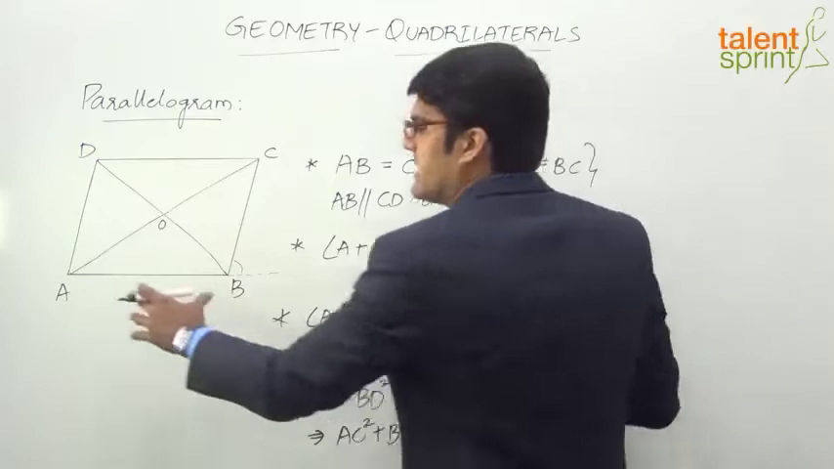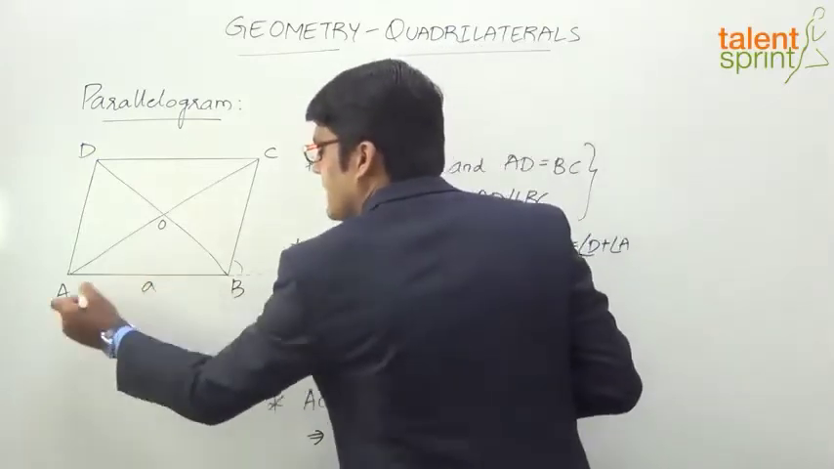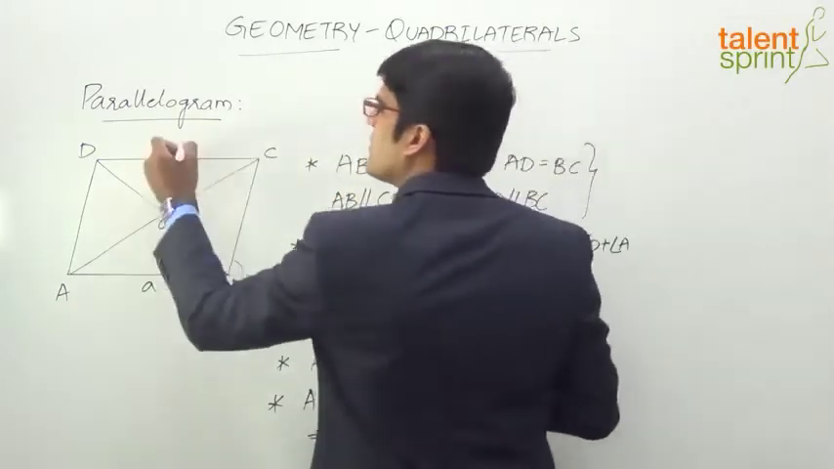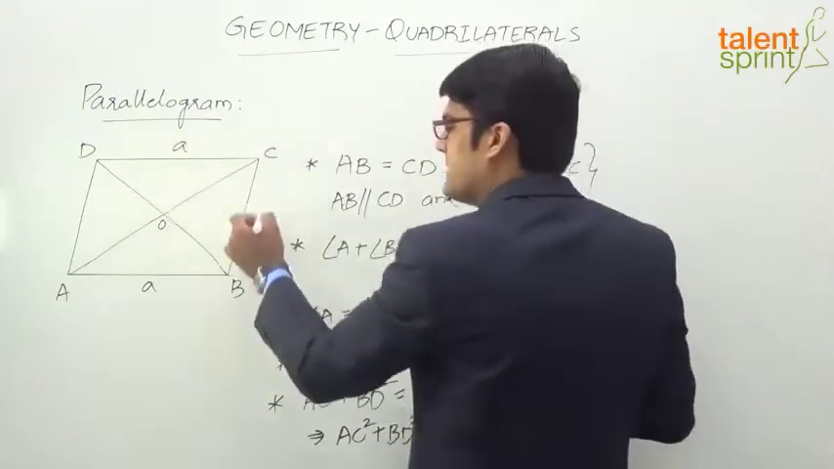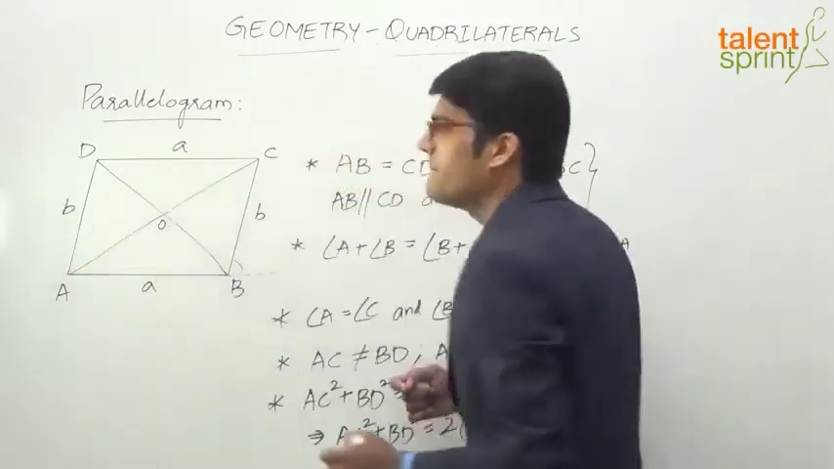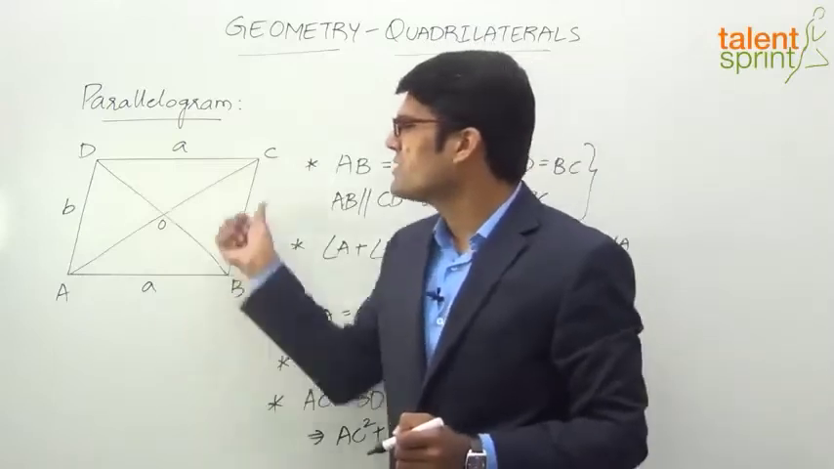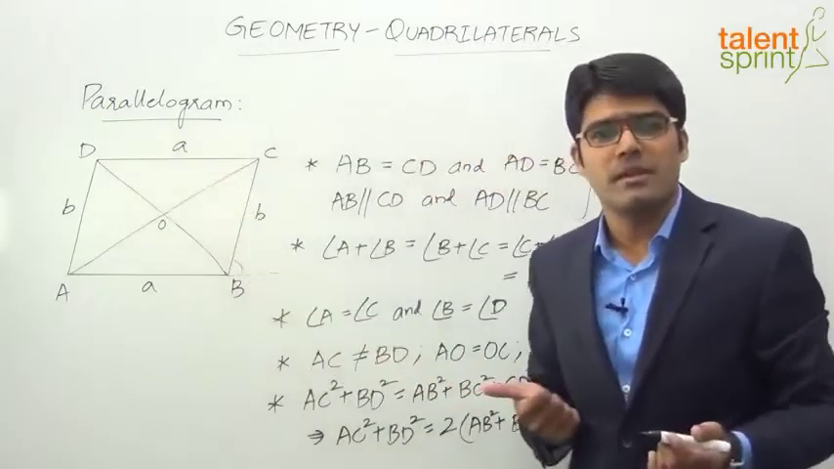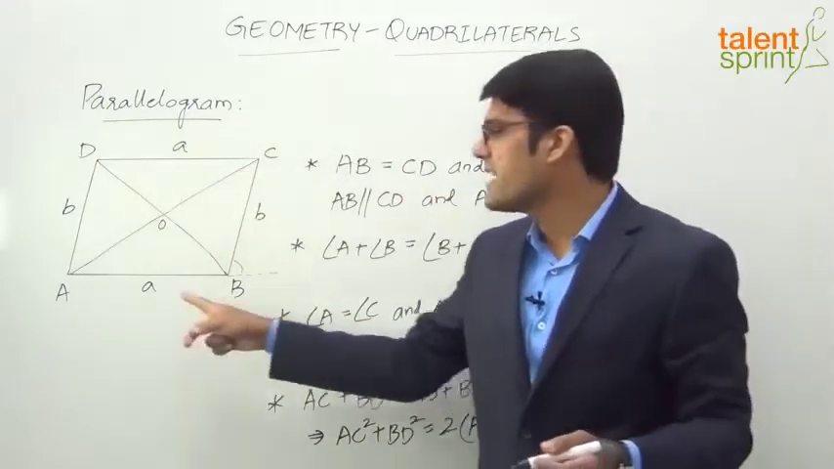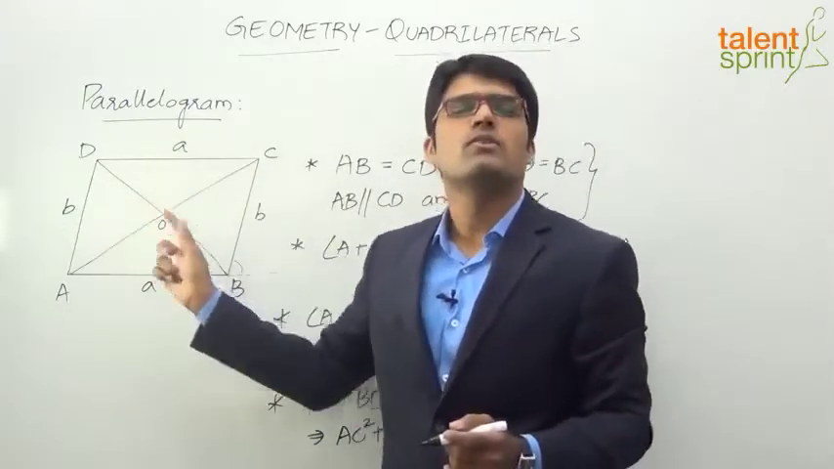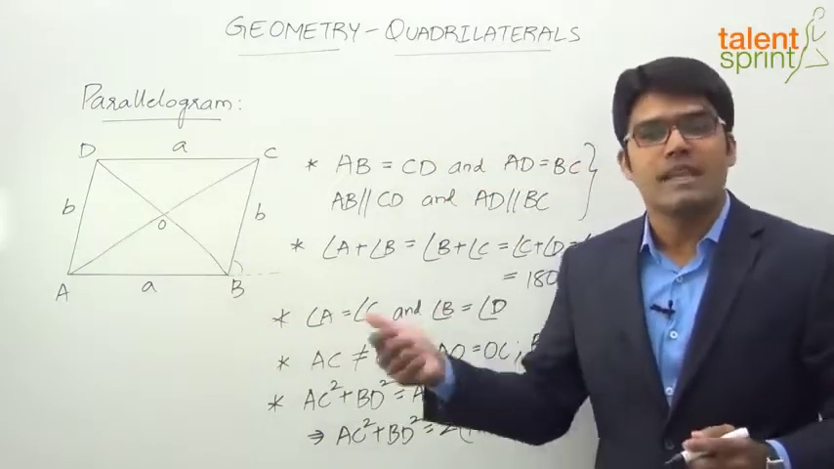For example, let's say if this side AB has length A, the opposite will also be A. Yes or no? And if this is B, the opposite is also B. Alright, so based on these four sides, you know what a perimeter is. Perimeter is the length of the boundary. So you can say A plus B plus A plus B. So perimeter can be taken as 2 times A plus B.